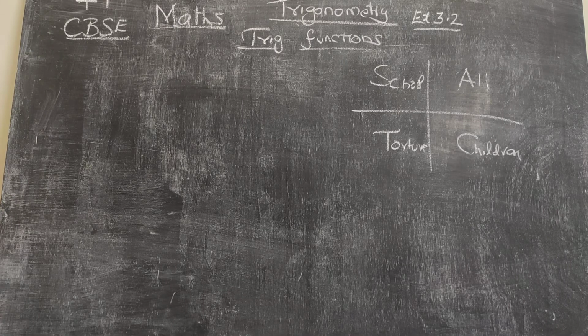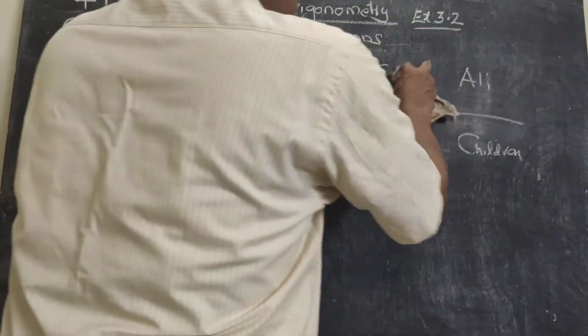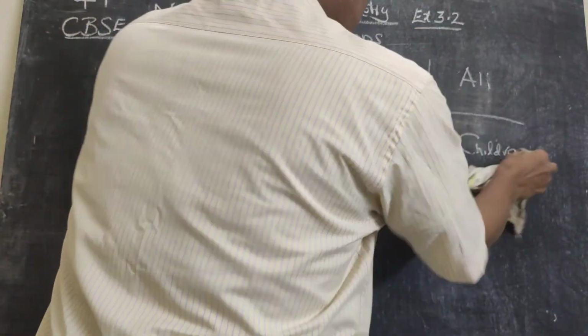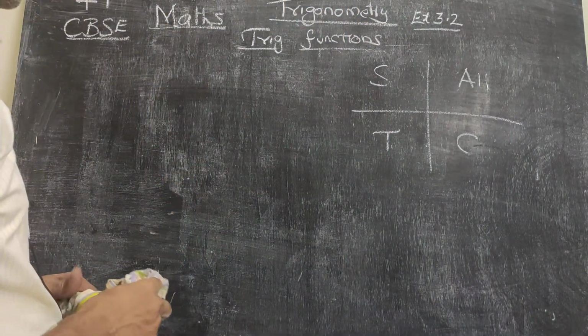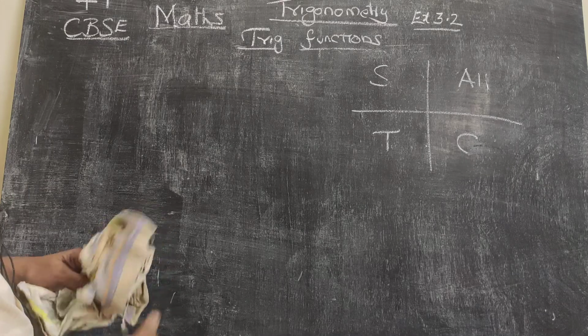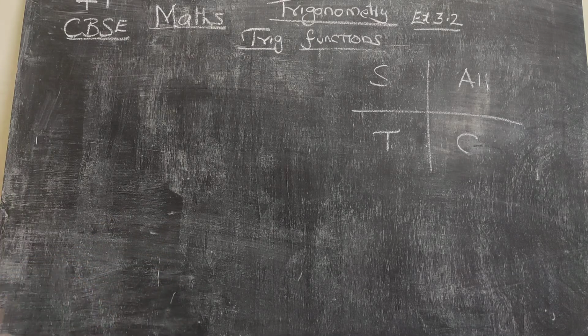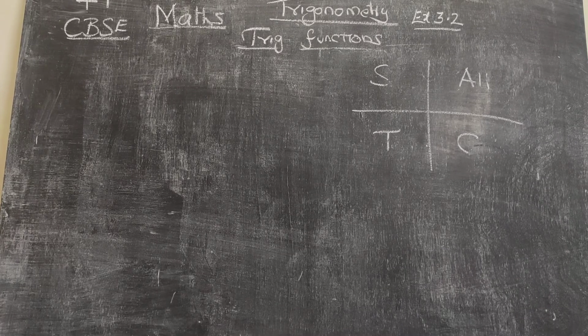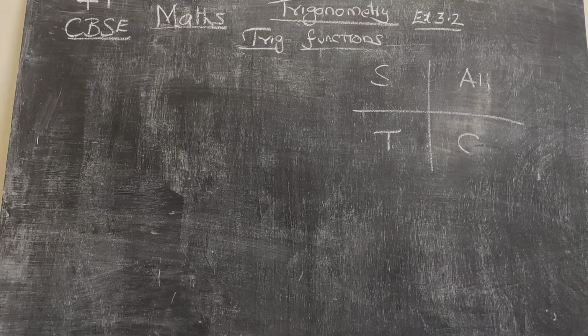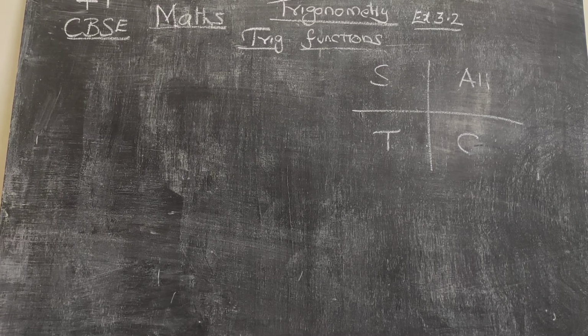But remember that in the first quadrant everything is positive. In the second, sine and its reciprocal. Third, tangent and its reciprocal. Fourth quadrant, cos and its reciprocal are positive. So this is the first thing you have to remember for doing the problems in this exercise.